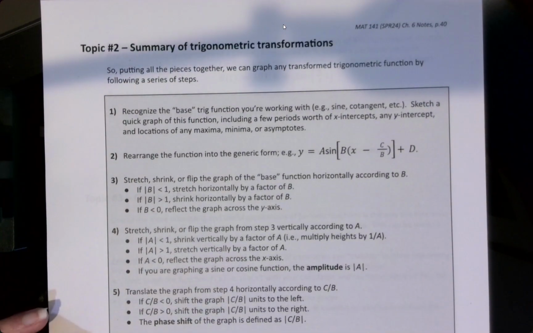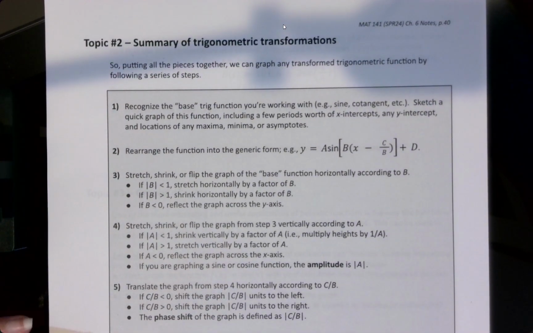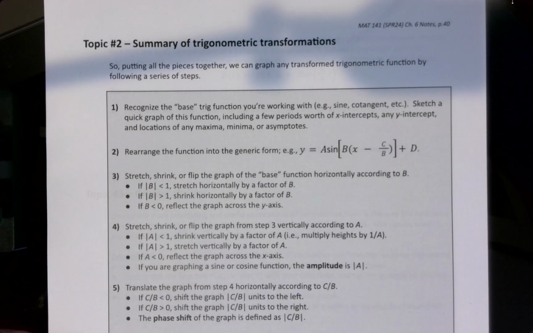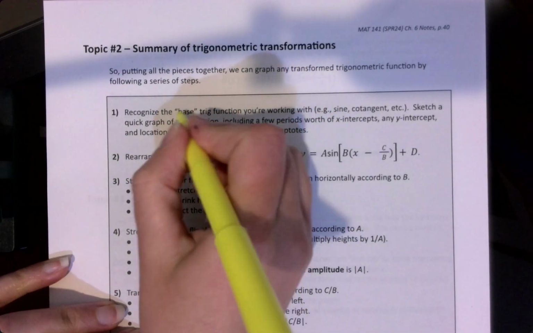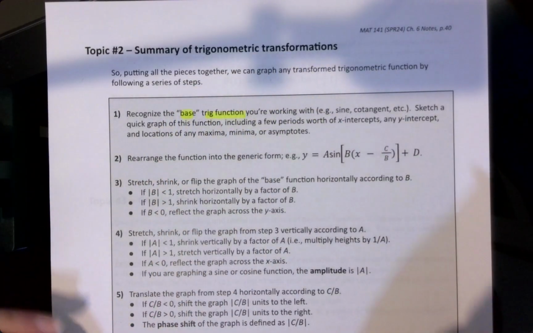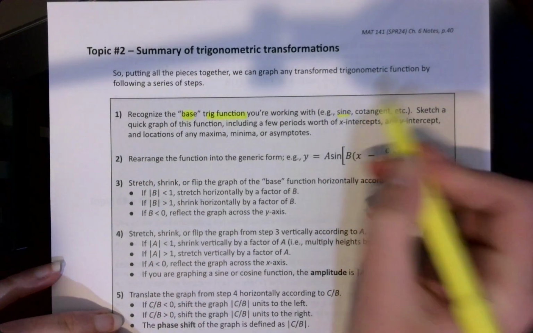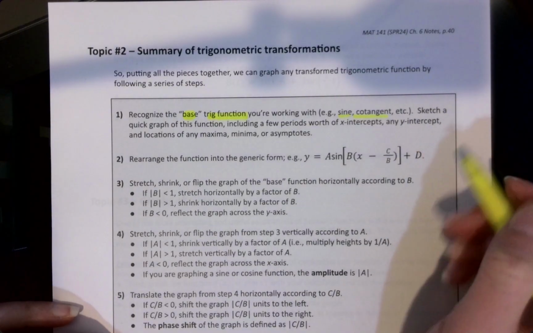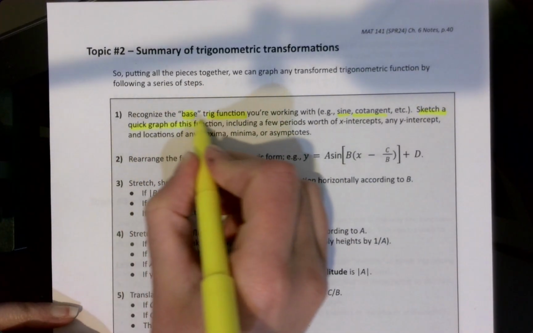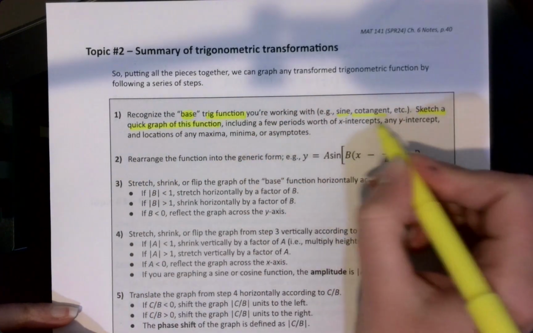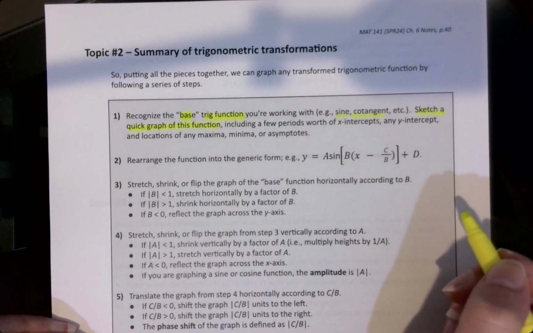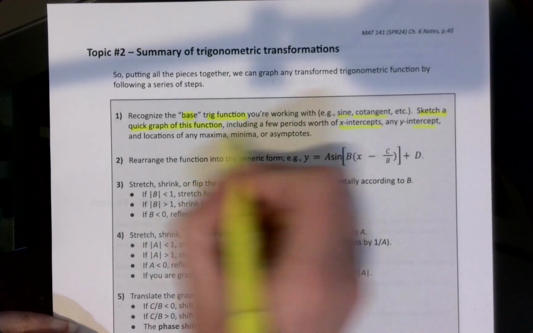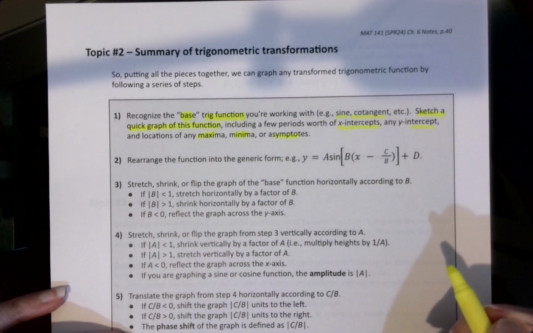And the next page just has a summary of trigonometric transformations, what we need to do in order to graph a transformed trigonometric function. We first need to recognize the base trigonometric function, whether it's sine, cosine, cotangent, tangent, etc., and sketch a graph of that parent function, including a few periods so that you're able to look at the key features: the x-intercepts, y-intercepts, max, min, and any asymptotes.